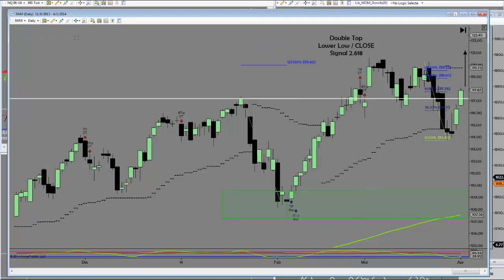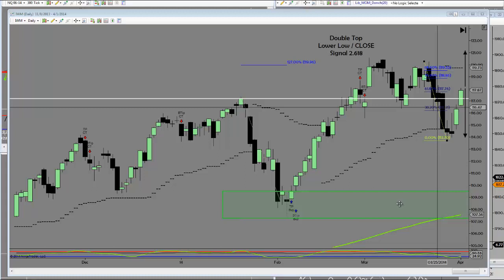My expectation for the trade is for the market to roll back over and retest not only this swing low, but I expect the market to go to the 127 extension of that measured move right there.